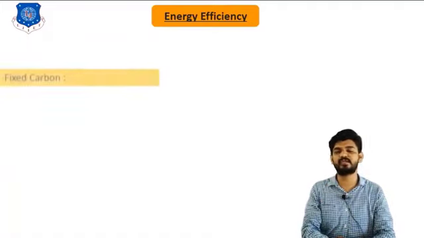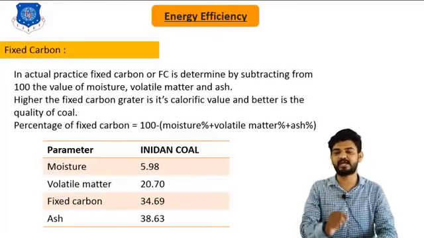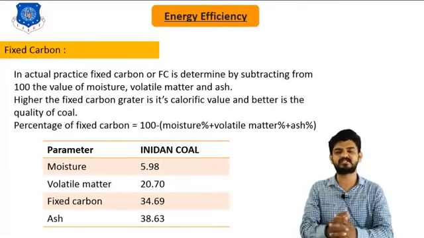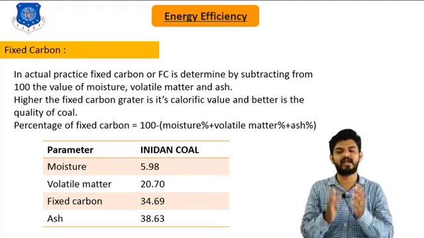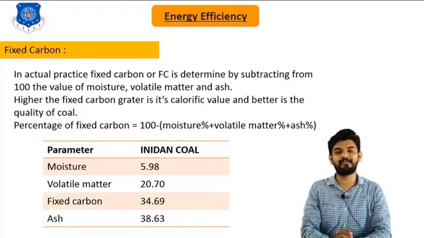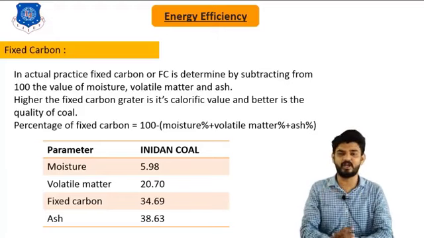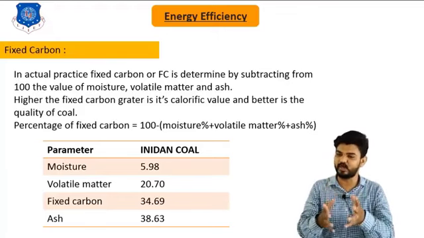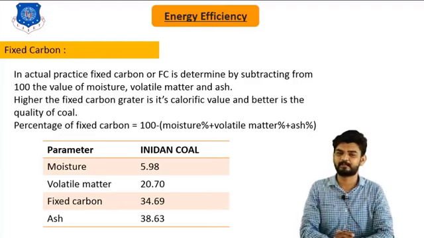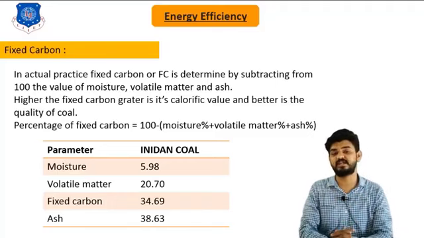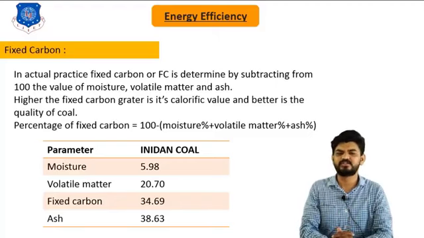Now let's move to the next analysis, and that is fixed carbon. Well, in actual practice, fixed carbon or FC is determined by subtracting from 100 the values of moisture, volatile matter and ash. The higher the fixed carbon, the greater the calorific value and the better the quality of coal. The percentage of fixed carbon can easily be determined by 100 minus moisture percentage minus volatile matter percentage minus ash percentage. So this concludes the proximate analysis of coal sample.